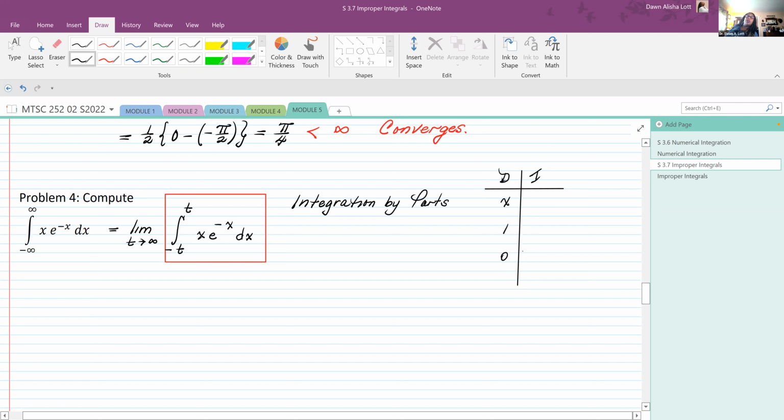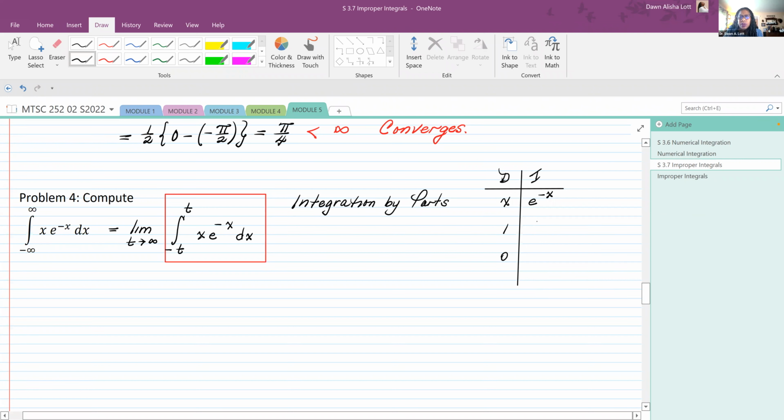Somebody want to tell me what goes on the other side? What goes on the other side of the table? Under the integration side. E to the negative x. Okay, e to the negative x. What comes next? I integrate that. So what do I get? E to the negative x divided by negative x.